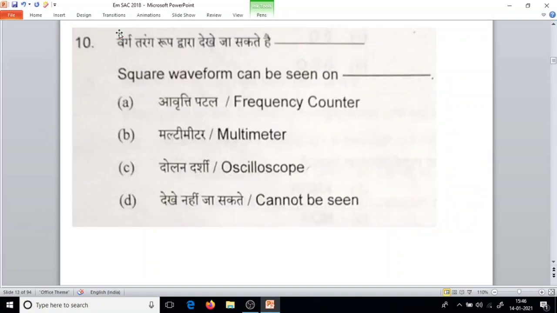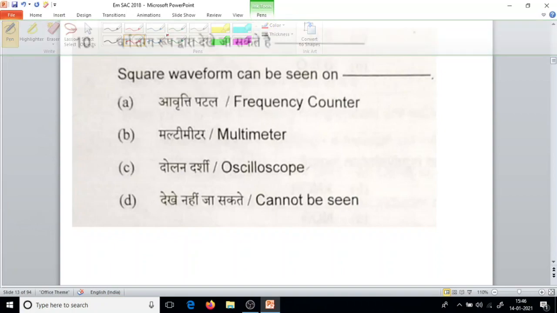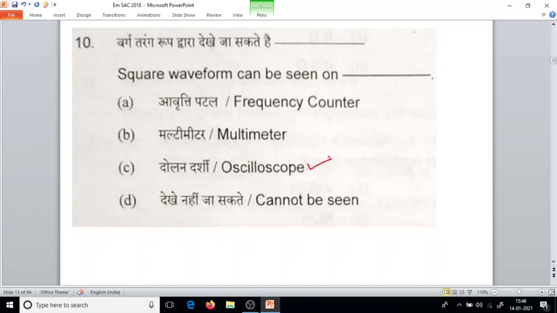Question number 10. A square waveform will be seen on which instrument, where we can see the waveforms? That is the oscilloscope. In olden days we used to have the cathode ray oscilloscope, the CRT. Nowadays we have the digital storage oscilloscope, that is DSO.